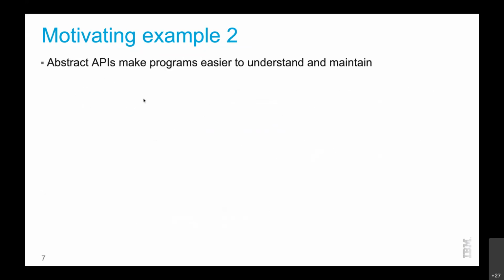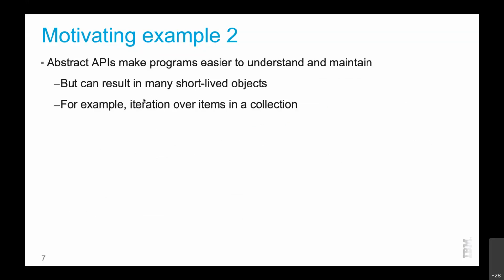Second motivating example. Quite often with abstract APIs in OO programming languages, the APIs that people use that are provided by the system or that are provided through third-party libraries, whatever, they're very high-level abstract. They tend to make programs very easy to understand and maintain, and that's the purpose. But they also often result in very many very short-lived objects. So, for example, iteration over items in a collection.